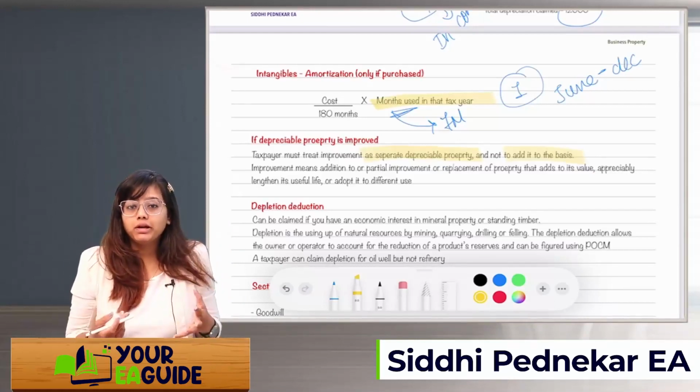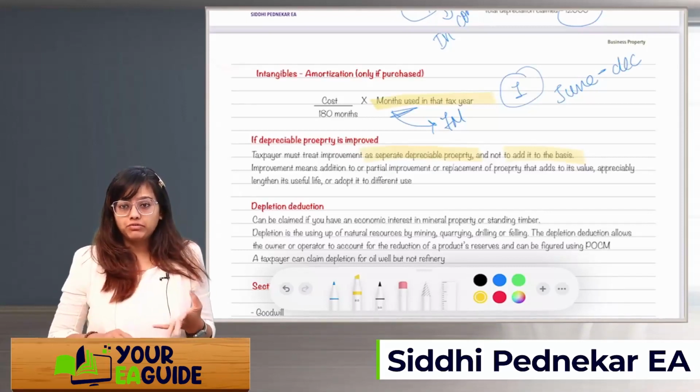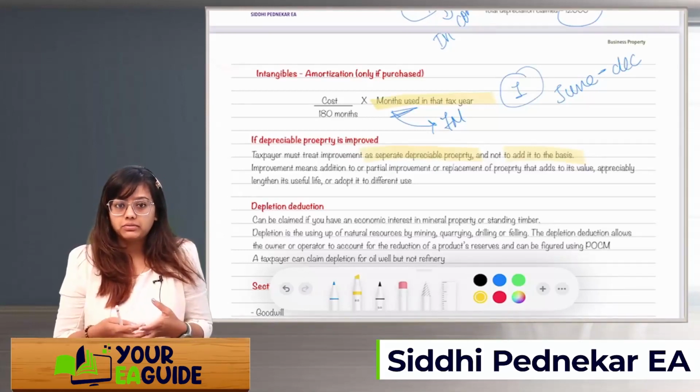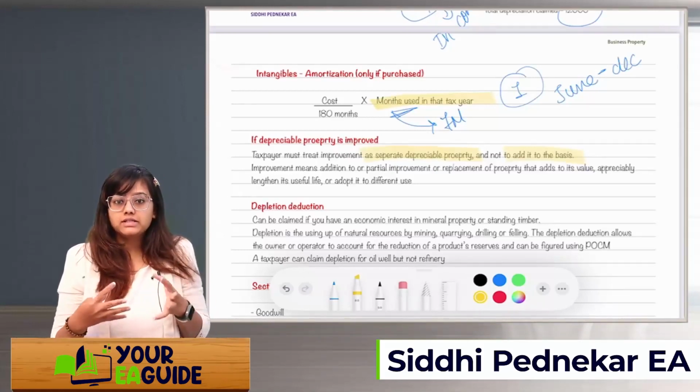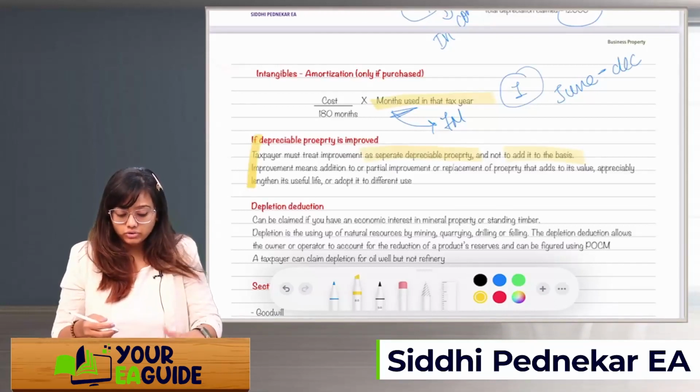What do you mean by improvement? It's an addition or any partial improvement or repair of the property that adds value to the property appreciably, lengthens its useful life, or adapts it to a different use.